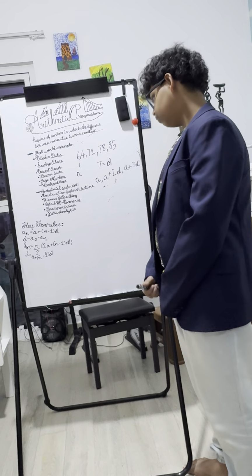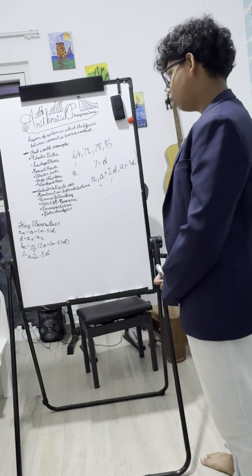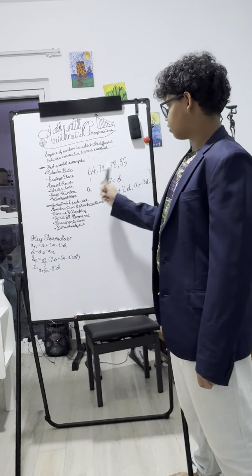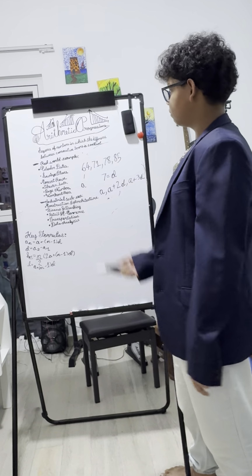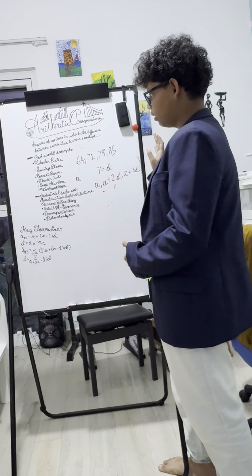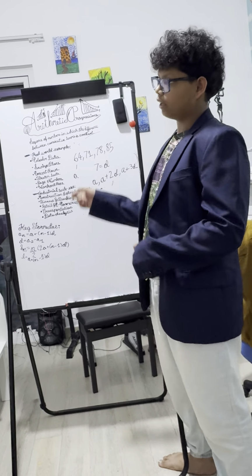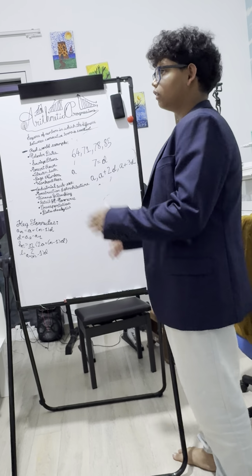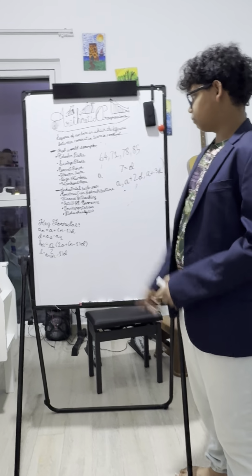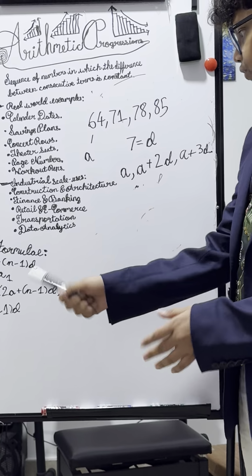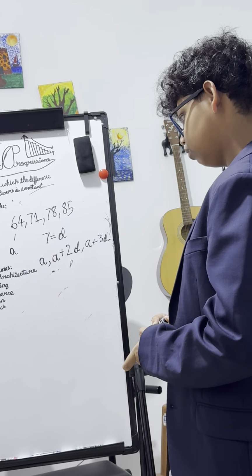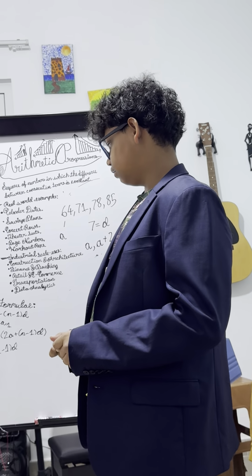And now we move on to another formula. This is how you find d: you subtract a2 minus a1. You can also do the same thing by taking any number from the arithmetic progression and subtracting the preceding number from it. Here a2 minus a1 is going to be 7. That's how you find d. Now a of n is basically L, the last term.